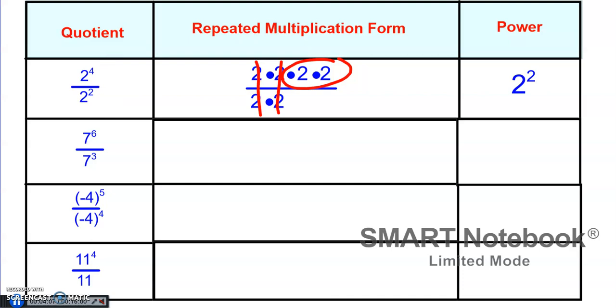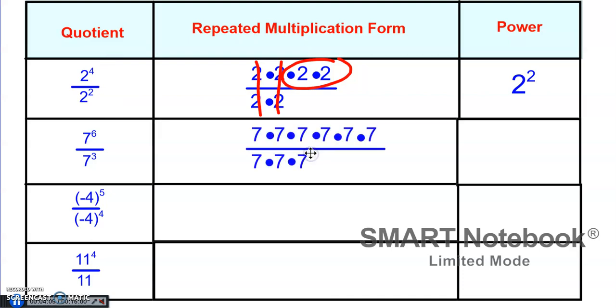Likewise, let's go down and work the second problem. 7 to the 6th over 7 to the 3rd. I can write it as repeated multiplication. And again, as you see, this set of 7's cancels, this set cancels, this set cancels. So how many am I left with on top? Yeah, I'm left with 3. So I have 7 to the 3rd power.